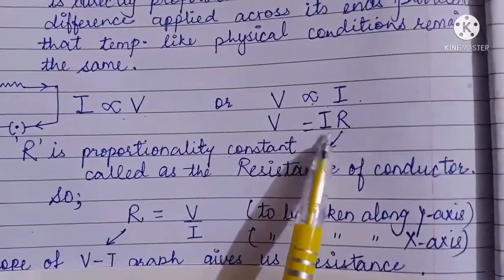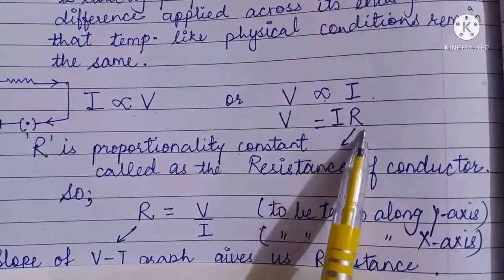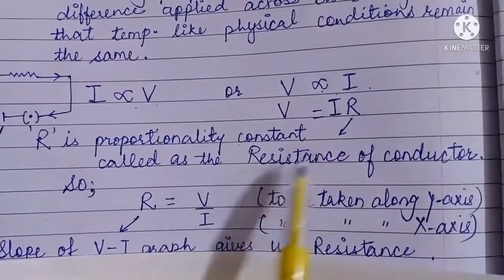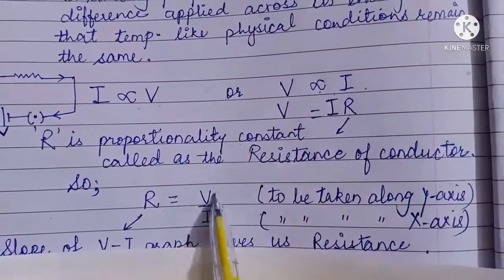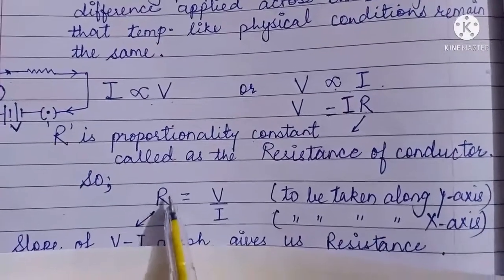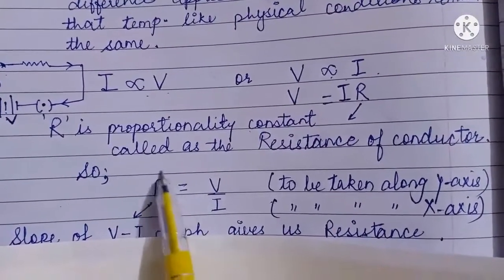Now using this part, if I want to find out the value of R, it can be written as R equals V upon I. V upon I. Now what is the significance of this value of R?